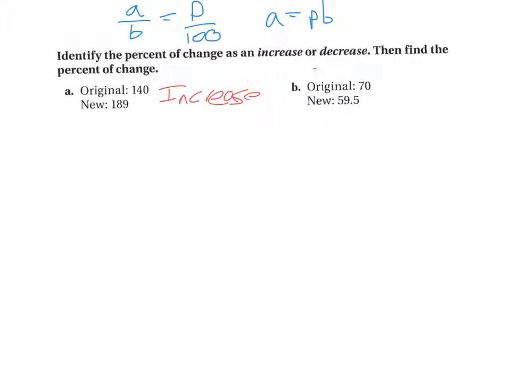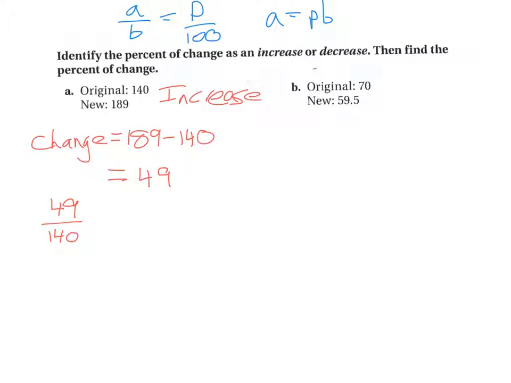So I'm going to want to find what the change was because I'm looking what percent is the change from the original. So my change is going to be equal to 189, that's the new amount, minus 140, that's the original amount. So my change equals 49, right? An increase of 49. So now I could set this up two ways. I could set up a proportion, 49 over the original amount, 140, equals P over 100, right? We have that proportion there.